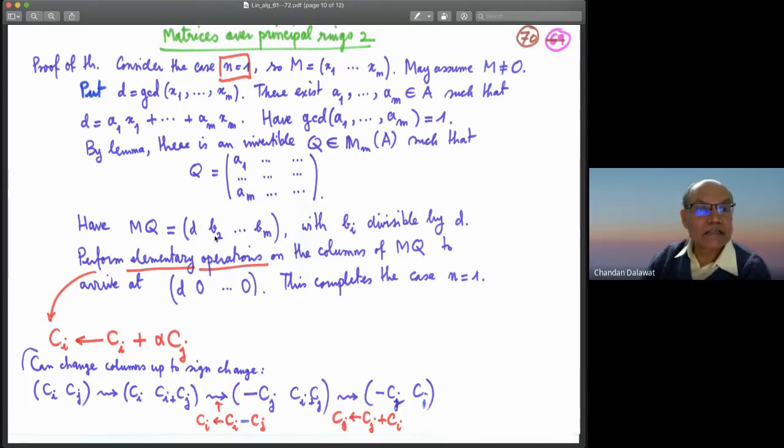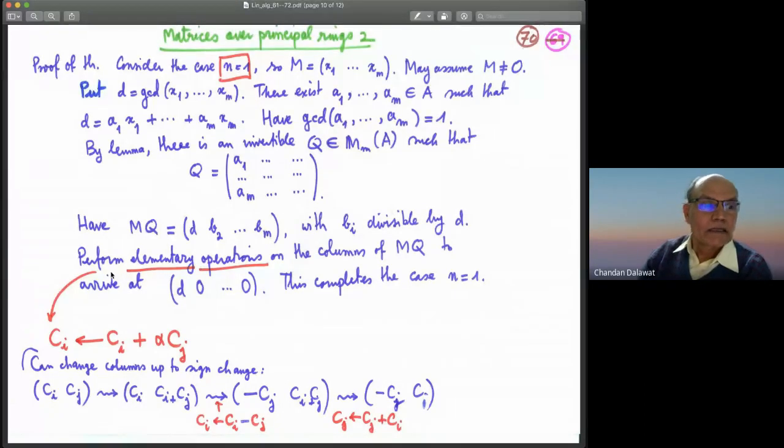And the other entries, let's call them B1 up to BM. But whatever these B's are, they are going to be divisible by D, because they're linear combinations of X1 to Xm, and any linear combination of X1 to Xm is divisible by the GCD. So these B1 to Bm are divisible by D.